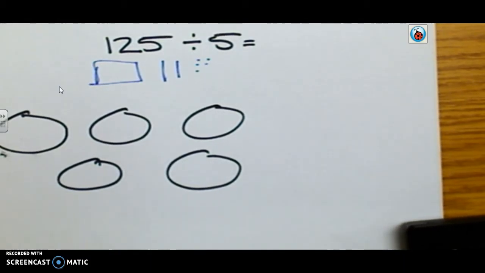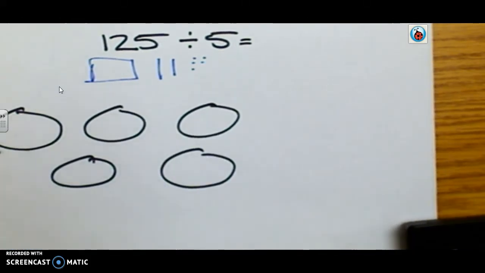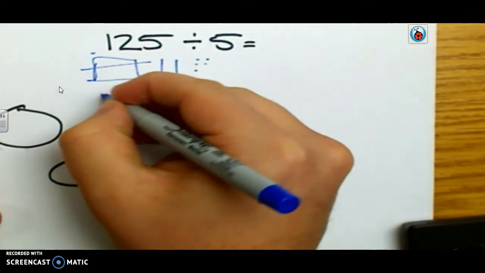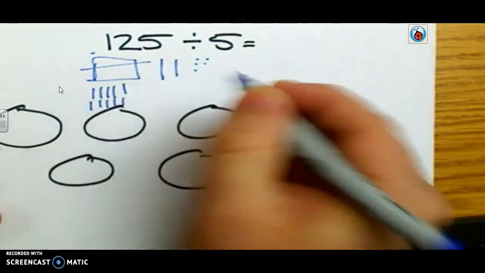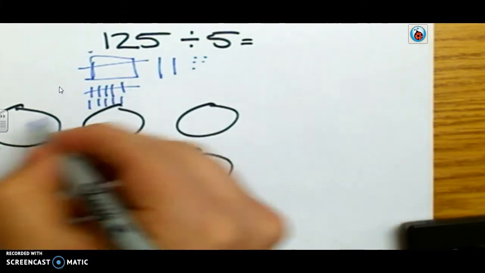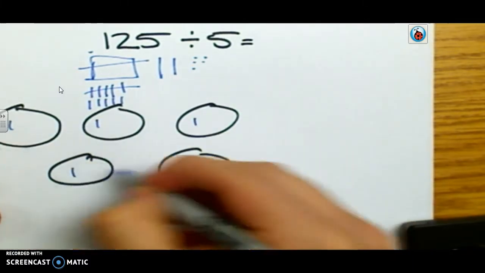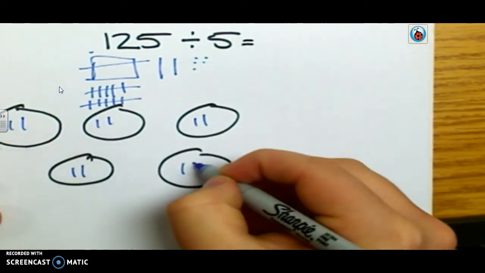After you draw your dividend, what you'll notice is, can we distribute that 100 equally into 5 groups? No, you'd need 500 blocks, and we don't have 500 blocks. So what do we have to do? Decompose this into 10 blocks. Now we have 12 total 10 blocks. Let's start distributing by 5 at a time. 1, 2, 3, 4, 5. 1, 2, 3, 4, 5.